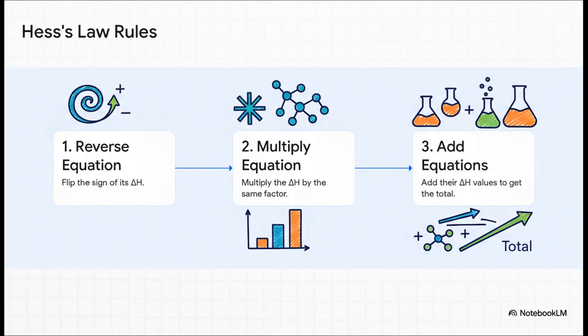And the best part? Applying it is basically just simple algebra. If you have a bunch of reactions where you already know the energy changes, you can just treat them like math equations. You can reverse an equation, you just flip the sign of its energy change. You can multiply an equation by 2, you just double the energy. And if you add 2 equations together to get the one you're looking for, you just add their energy changes. It's kind of like solving a puzzle.